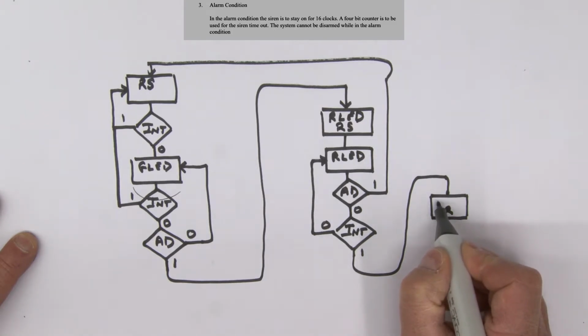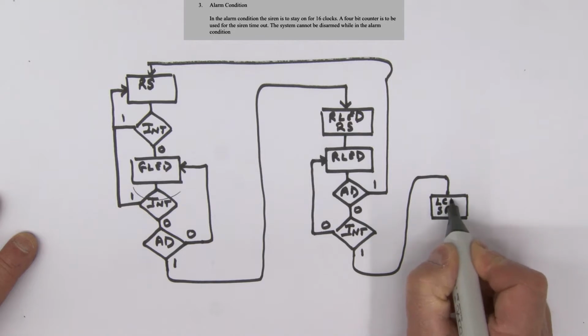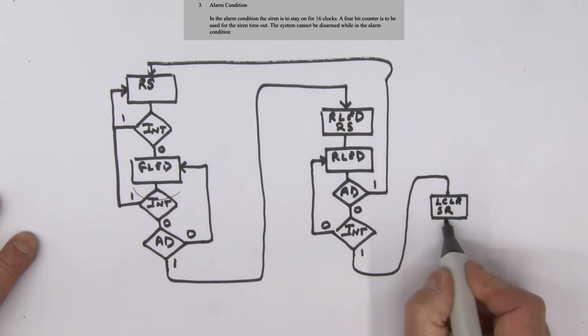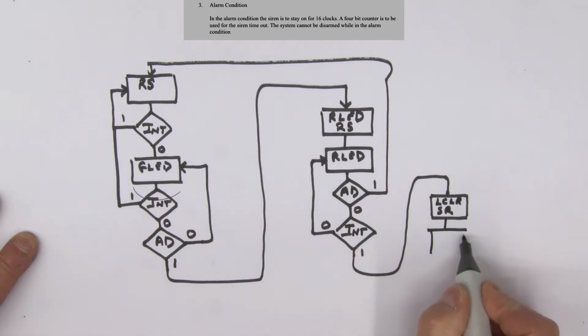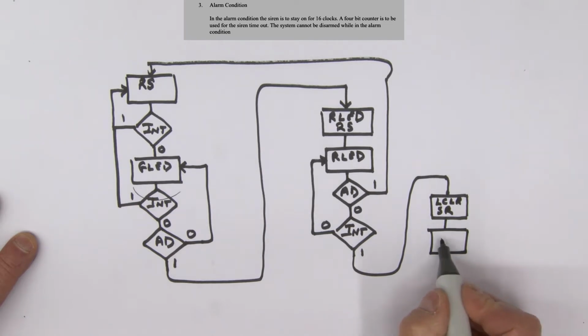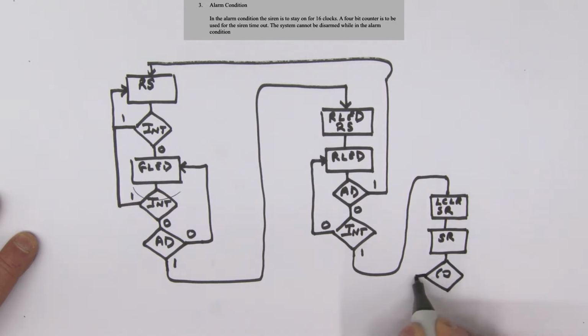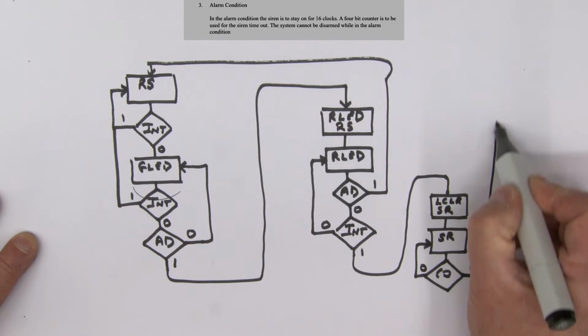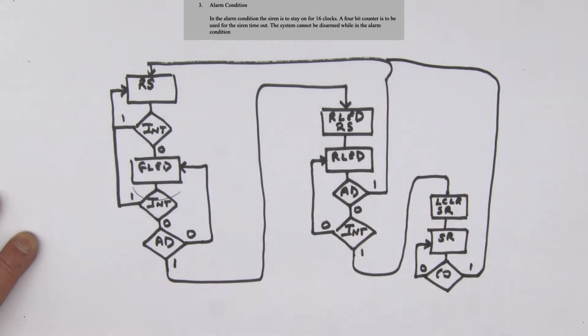We could generate, if you like, the LCLR while we're in that state. Then we would have to move into another siren state. So the siren is now on here. Then we can, of course, look at the carry out. And if the carry out was a 0, we will stay in that particular state. If the carry out is a 1, then we can come out. And then, of course, we can come right back up to the beginning again.